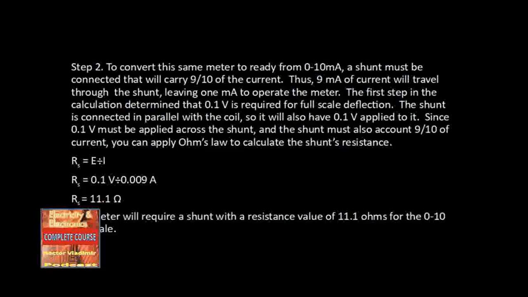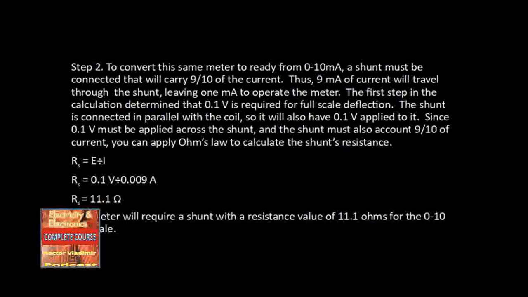So using Ohm's law, the shunt resistance equals voltage divided by current. We know the voltage is 0.1 volt, and the current is 0.009 amps, or 9 milliamps. So the resistance is 0.1 volts divided by 0.009 amps, which is 11.1 ohms.